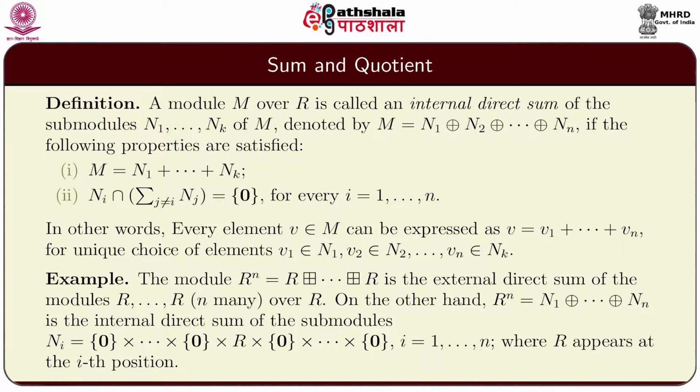Example: the module R^n is the external direct sum of the modules R, n many, over the base ring R. On the other hand, it is the internal direct sum of the submodules Ni, where Ni is given by singleton 0 times and so on singleton 0 times R times singleton 0 times and so on singleton 0, where R is sitting at the ith position and all other positions are filled with the singleton set, the 0 element of the ring R.